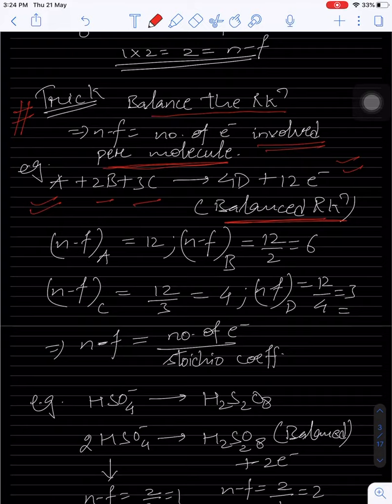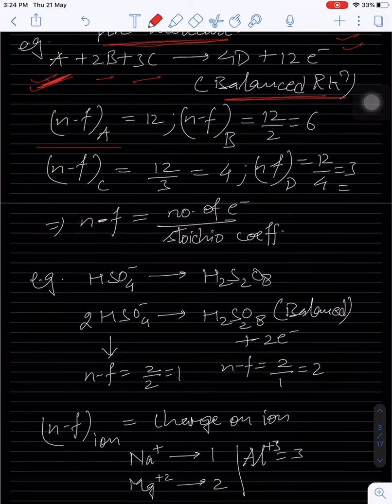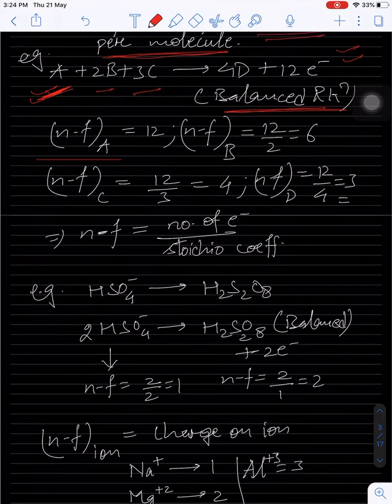So the N factor with respect to A will be 12, because 1 mole of A is losing 12 electrons over here. And what is the N factor with respect to B? 2 moles of B are losing 12 electrons, so 1 mole will be losing 12 upon 2. Check it, as we can see in the reaction over here.